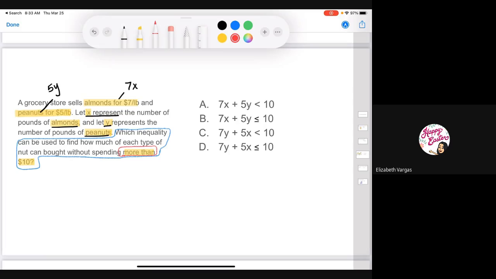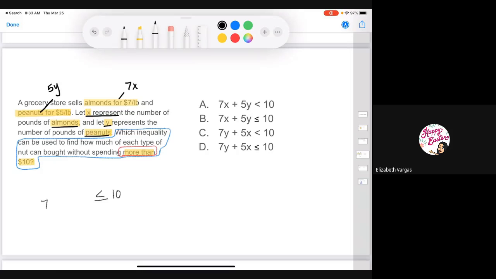Which inequality can be used to find how much of each type of nut can be bought without spending more than $10. So that means we cannot exceed $10. We cannot exceed $10. And so because we cannot exceed $10, it can be less than or equal to $10. It can be $10, but we cannot exceed $10. And so how do we represent us buying those nuts?